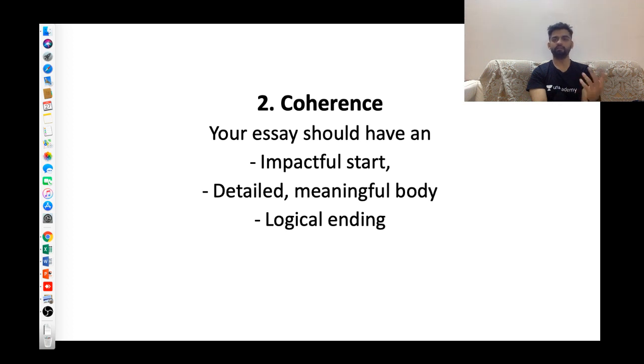Start by introducing what the topic is. Give a 3-4 line introduction. This is what you're going to talk about. The reader should know that.